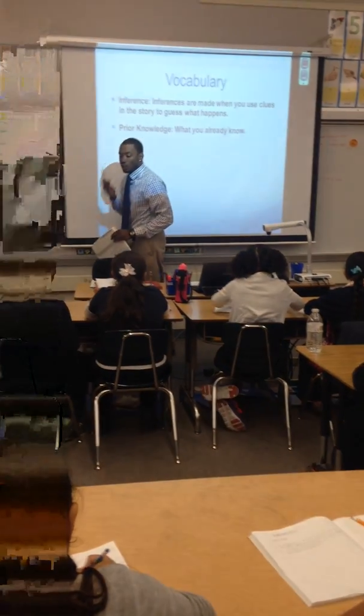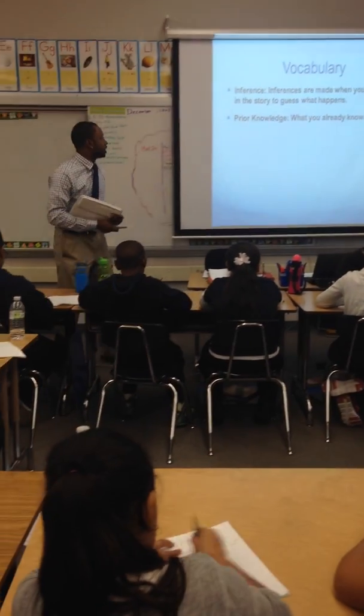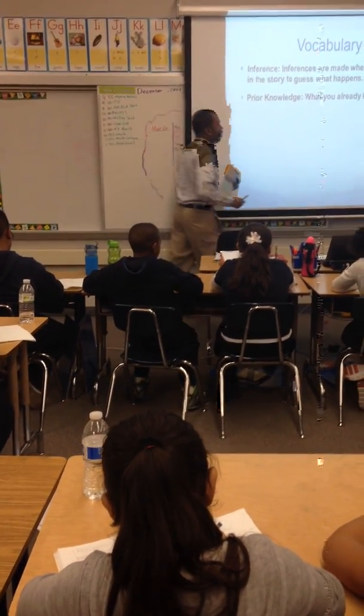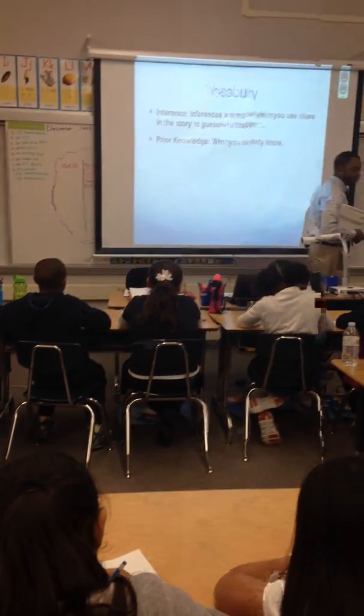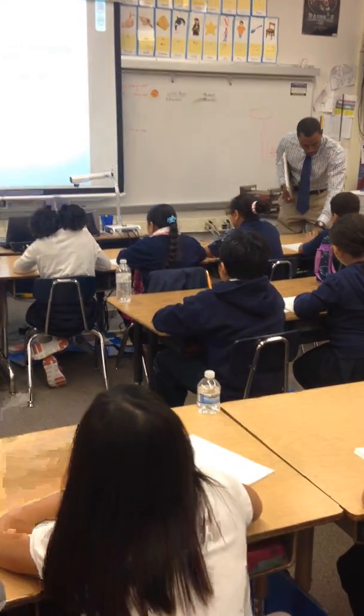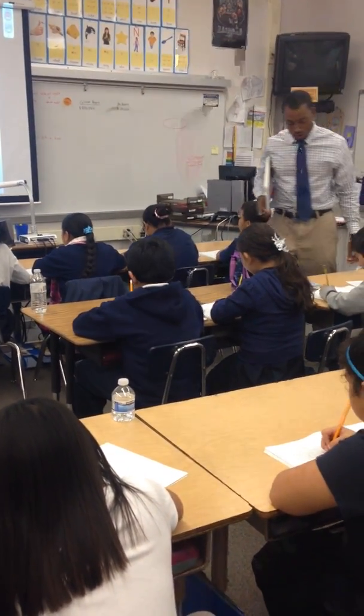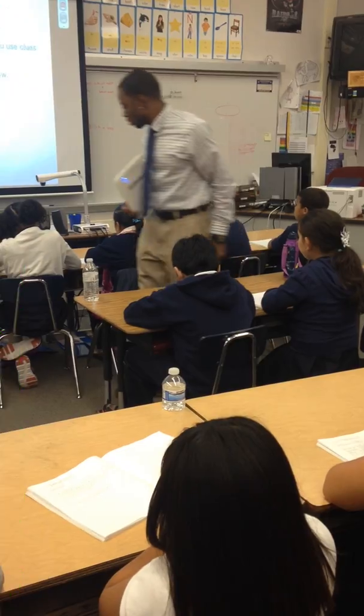I want you to skip 3 lines so that if you need to come back and finish inference, you'll have the room to do it. And I want you to write prior knowledge, what you already know. You get 30 seconds to write it. 20 more seconds.